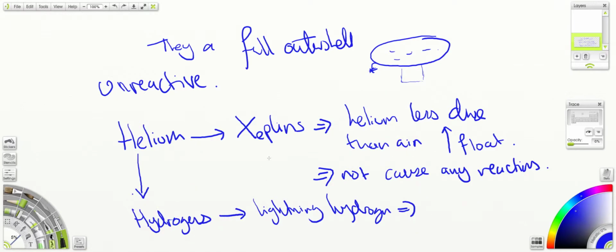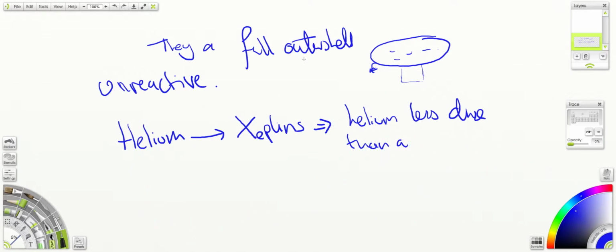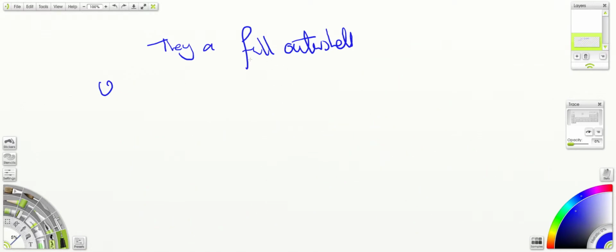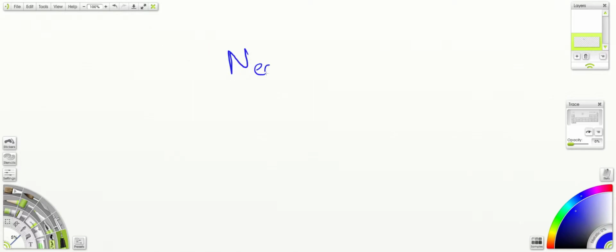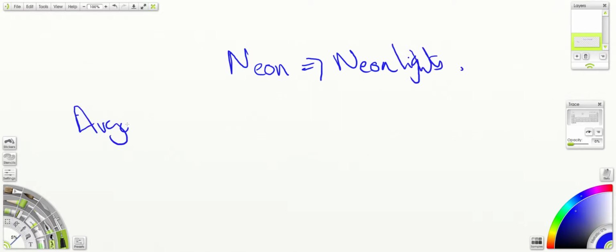Brilliant. The next one everyone's familiar with is neon. Okay, let's look at neon. Neon is used for neon lights. Done. Then what we've got is argon. Argon is used for welding.